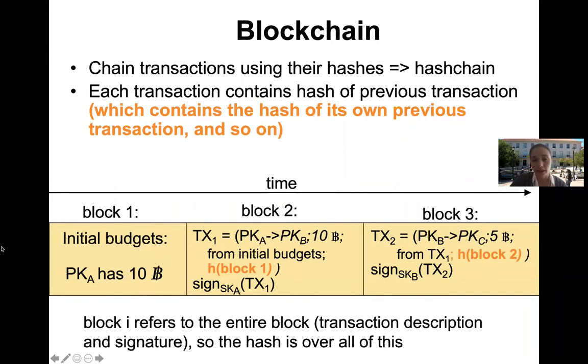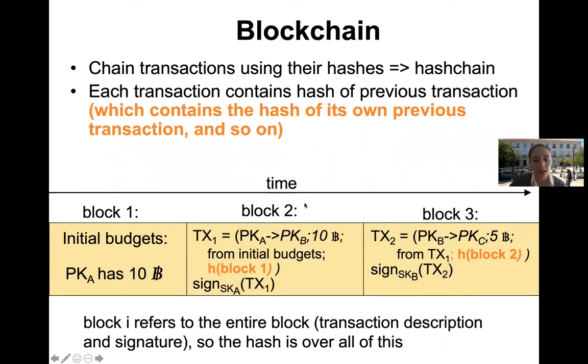So let's look here in a bit more detail. I have block 1, the initial budgets, block 2 was transaction 1, and block 3 was transaction 2, and I removed some details here. In this transaction, I'm also going to include the hash of the whole block 2. I'm going to take the whole block 2, with the X1, the signature, everything in this block, hash it, and include it in the transaction 2 statement. So when I sign transaction 2, I'm basically indirectly also signing block 2.